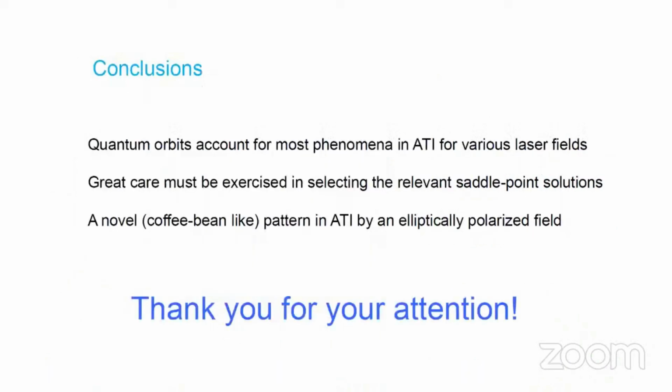Okay, so the conclusions are that quantum orbits account for a lot of nice stuff that you can see in ATI for all kinds of laser fields. But you have to be careful in selecting the relevant saddle point solutions. And we found a new structure in rescattering in elliptical polarization, which has a shape like a coffee bean. Do I have two more minutes?